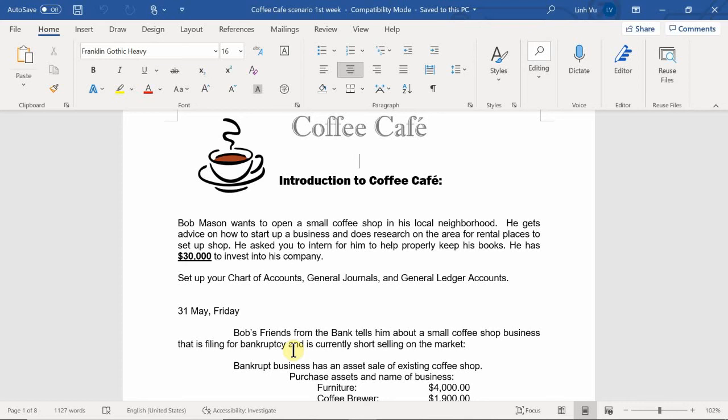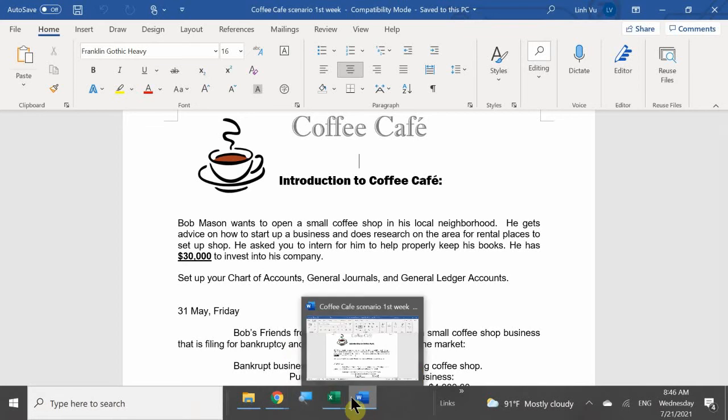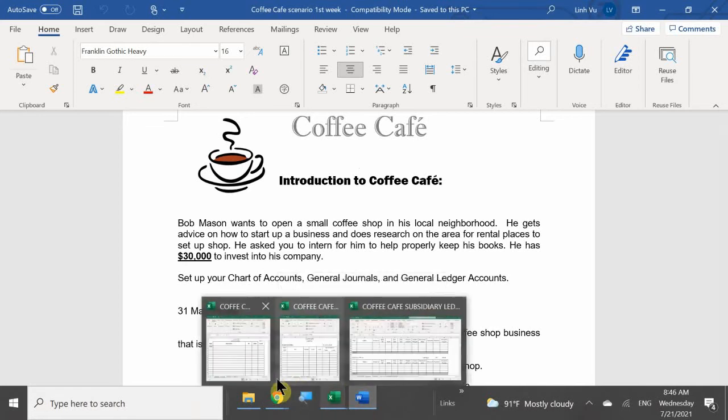So again, he does research, and he asks you to intern for him to help him properly keep his books. To start off, he has $30,000 to invest in his coffee shop. So we're going to be setting up the chart of accounts, the general journal, and the general ledger accounts. Now, once again, I've already provided it for you.